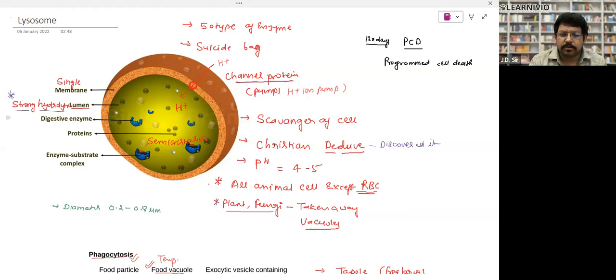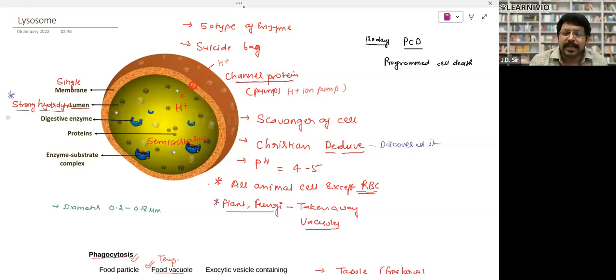But normally they do not help in suicide or killing of the cell. Normally they take complex food material and break it down into smaller, simpler components. So their basic function is digestive, digestion of complex food. 50 different types of enzymes are found. They are called suicide bag. And how do they maintain the very low pH inside? They have hydrogen channels. They keep sending hydrogen inside the lysosome. That's how they maintain the strong acidic environment inside. They are called scavenger of cell. So why are they called scavenger of cell?